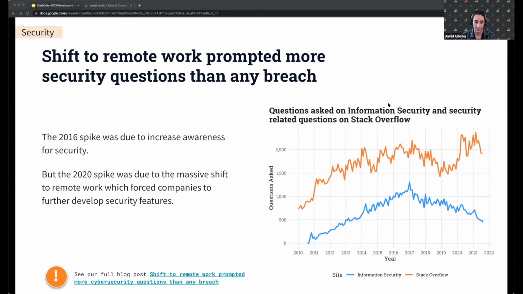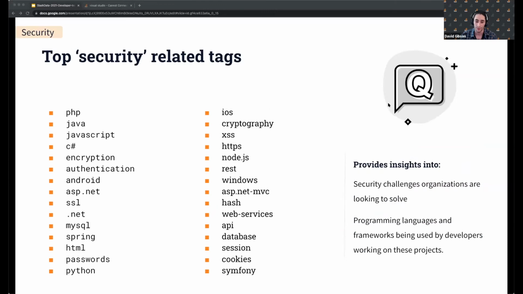We can also see which security challenges organizations are looking to solve. What stood out here to me was encryption and authentication. So even though we have pretty great SSO, single sign-on, providers like Okta and Auth0, these are still top of mind for many organizations.